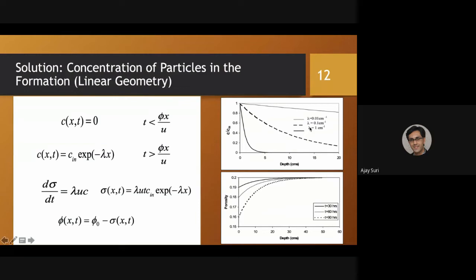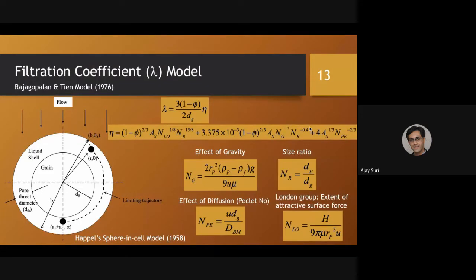But the question of filtration coefficient is a tough one, because that is what is going to tell me what the profile is and how fast the particles are depositing. Now that depends on a lot of factors, but I would not go into the depth. This is a model given by Rajagopal and Tien, who use the Happel sphere-in-cell to represent the porous medium. And in this porous medium sphere, they have the flow field solved, and particle trajectory is calculated based on all the forces on the particles, the gravitational force, the diffusion, and from the trajectory, they calculated the limiting trajectory. They got the efficiency of the collector.